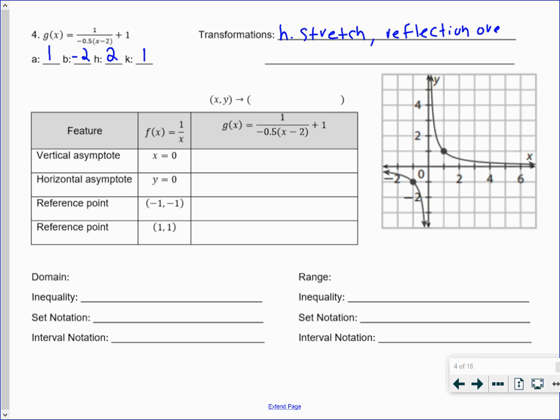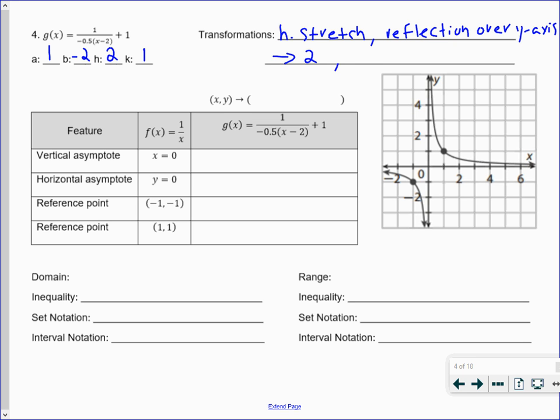So, reflection over the y-axis. Now for our h and k, our h is 2, so that tells me we have a horizontal translation. Sorry, I don't know what I put to the left, but it should be to the right by 2. We're increasing our x values by 2, so we translate to the right, or slide to the right by 2.